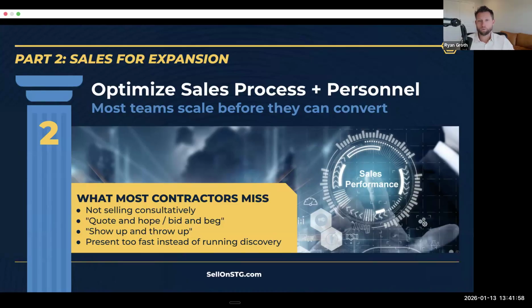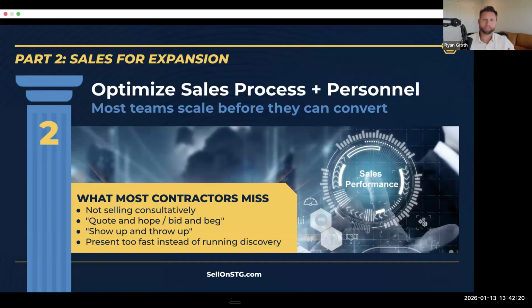They do what we call quote and hope or bid and beg. All right, let's get as many quotes out as we can and hope we see some stuff stick. Or we show up and throw up. Right, we show up, boom, bang, bam. We come in and we try to pitch, and you hope if you don't sign, you're going to have to kick us out, right? And we do some hard close, hard pressure sales tactics. That is what a lot of companies miss.